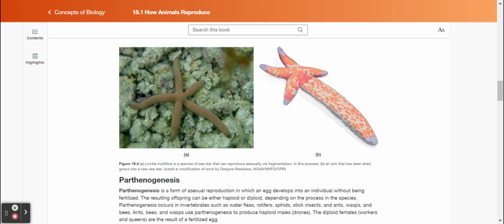Figure 18.4. A. Linckia multiflora is a species of sea star that can reproduce asexually via fragmentation. In this process, B. An arm that has been shed grows into a new sea star.